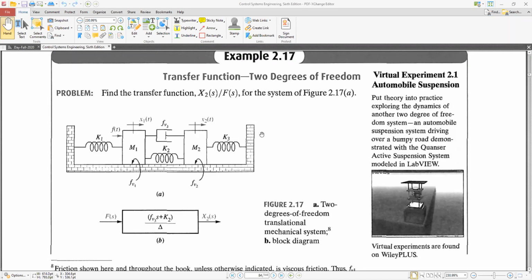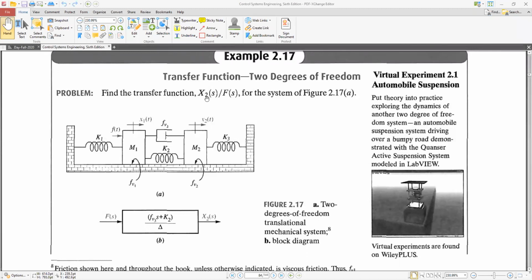Mass 1 and mass 2. They are feeling forces FV1 and FV2, and they're connected through the spring K2 and damper FV3. K1 is a spring connected to M1, M2 is connected to K3, and they have the common elements, K2 and FV3. These are common for both of them.